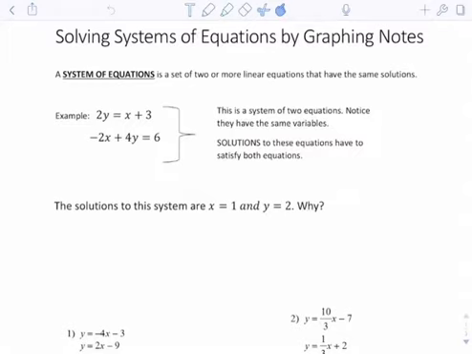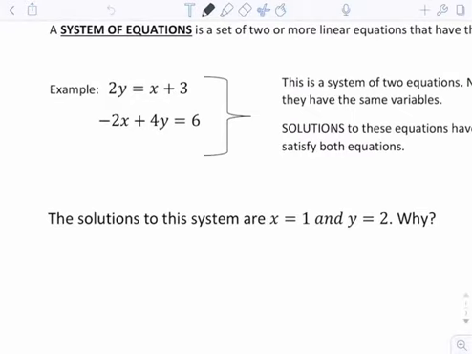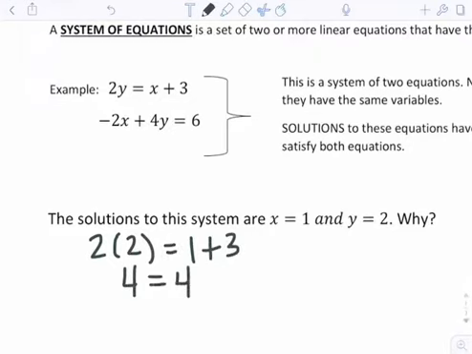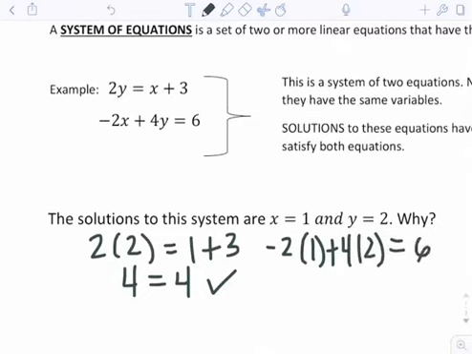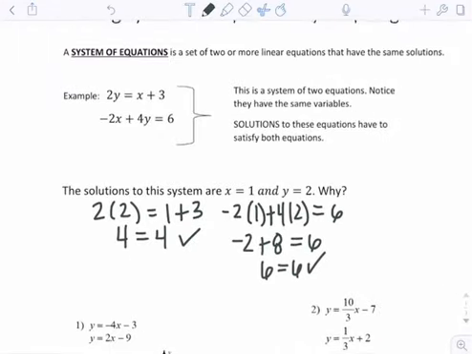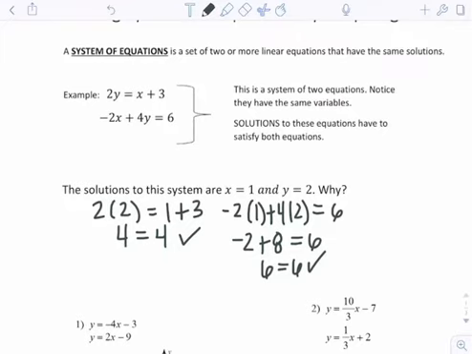The reason why these are both solutions is because if I plug in x and y in both of the equations, it'll make both sides equal the same thing. So for example, 2 times 2 equals 1 plus 3, so 4 equals 4, so it works for the first equation. And if I plug it in the second one, I get negative 2 plus 8 equals 6, so 6 equals 6, so it works for both. Okay, so the solution to that system would be 1, comma 2, right? And we write that as an ordered pair.